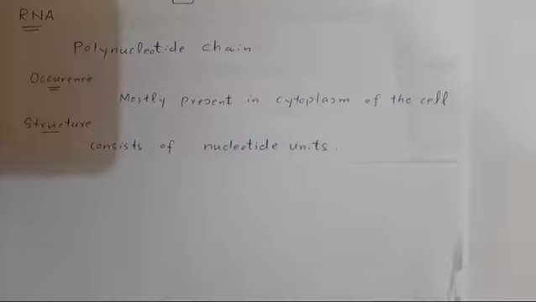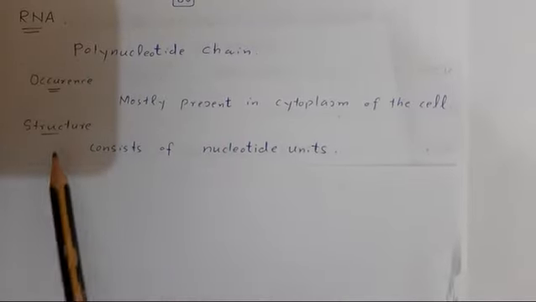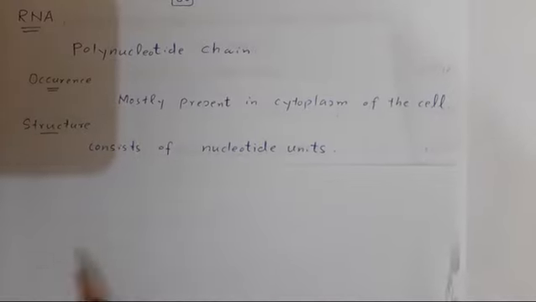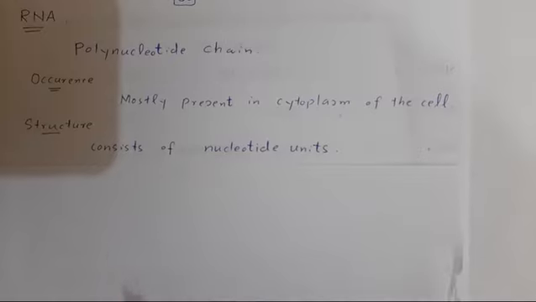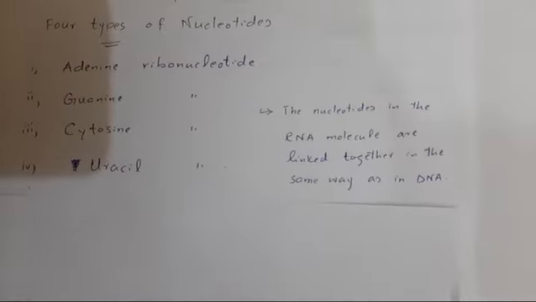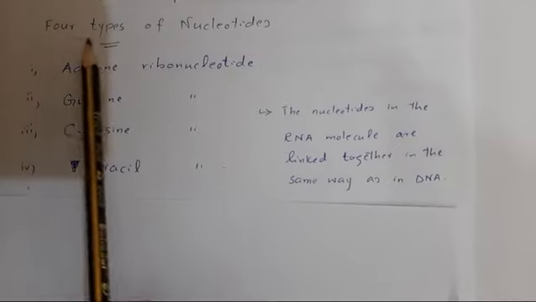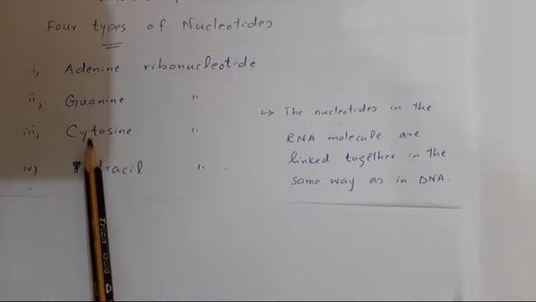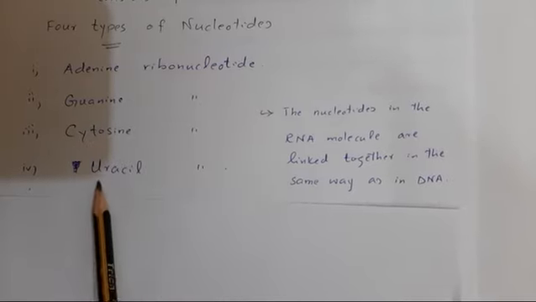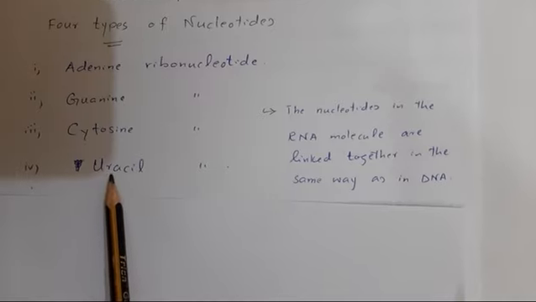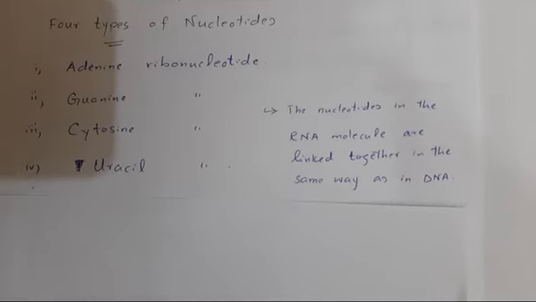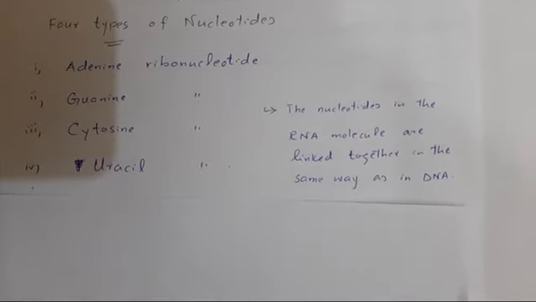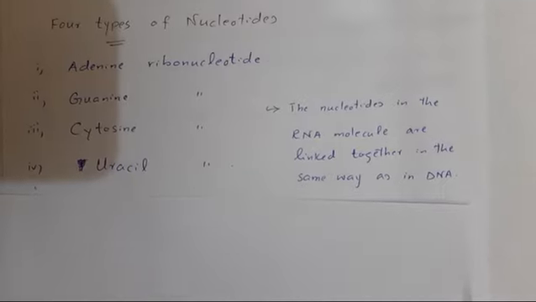Now coming to RNA. RNA is also a polynucleotide chain. It is mostly present in the cytoplasm of the cell. Structure: RNA also consists of nucleotide units. In RNA there are also 4 types of nucleotides: adenine ribonucleotide, guanine ribonucleotide, cytosine ribonucleotide, and, instead of thymine, uracil ribonucleotide. The nucleotides in the RNA molecule are linked together in the same way as in DNA, through phosphodiester linkage.